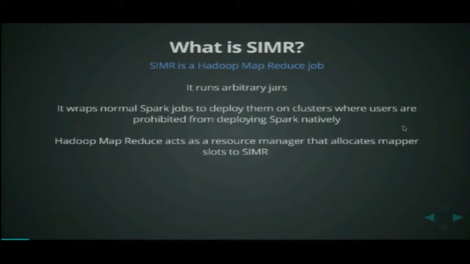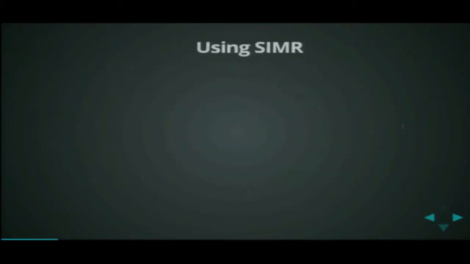So Hadoop MapReduce, in essence, acts as a resource manager that allocates mapper slots to SIMR. We'll go into this a bit more. And one of the big things is there's very little change required for existing Spark jobs.